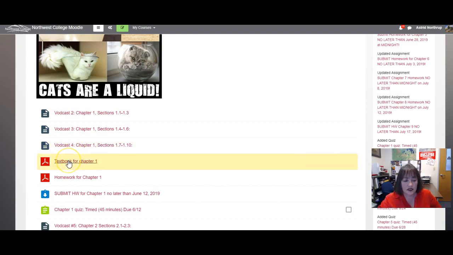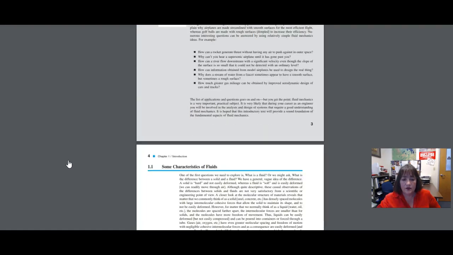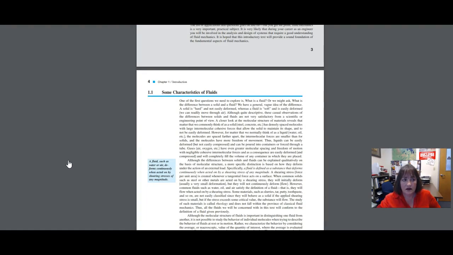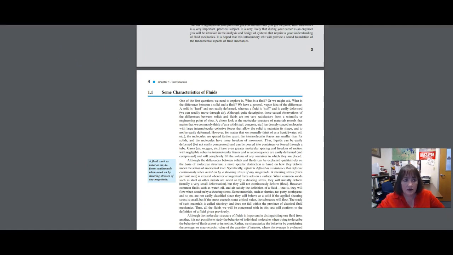So these 3 are associated with chapter 1. There's also a textbook for chapter 1, so you don't have to buy a textbook. I keep many copies of the textbook in my office so that students don't have to buy it, but this is a complete PDF file of chapter number 1. So every textbook chapter is available to you through our Moodle page.